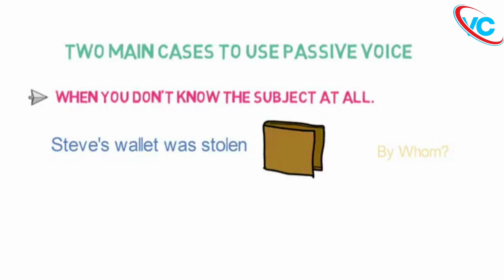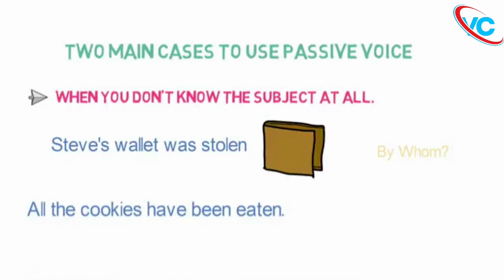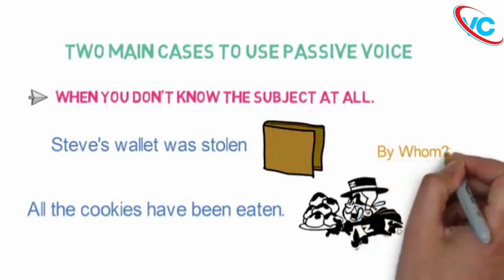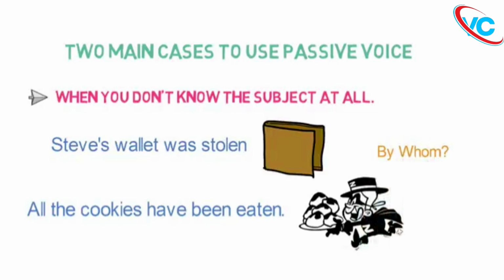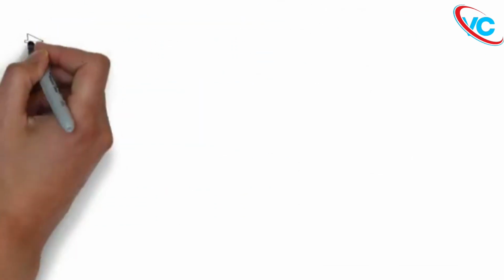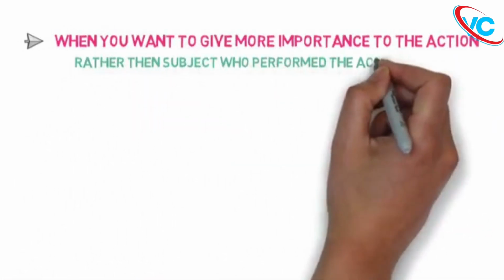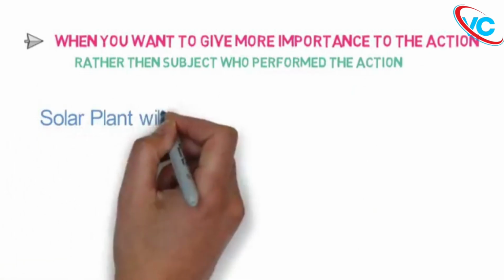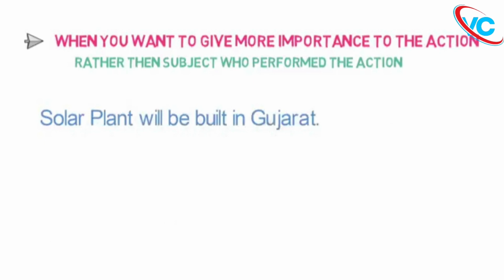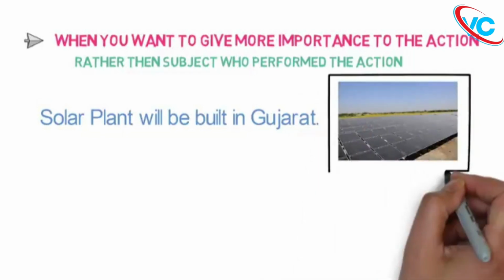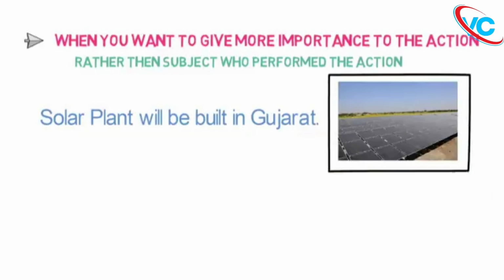Let's see another example. All the cookies have been eaten. Here also, we are not aware of the subject, that is, who ate the cookies. So you can use passive voice here. Now let's look into the next case when we can use it. When you want to give more importance to the action rather than the subject who performed the action. For example, a solar plant will be built in Gujarat. Here we are giving more importance to the solar plant being built and least concern about the person who is building it. So we are giving more importance to the actual object and the action that is performed on that object rather than who is building it.